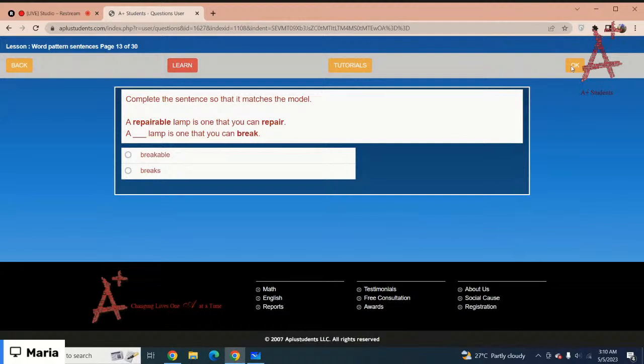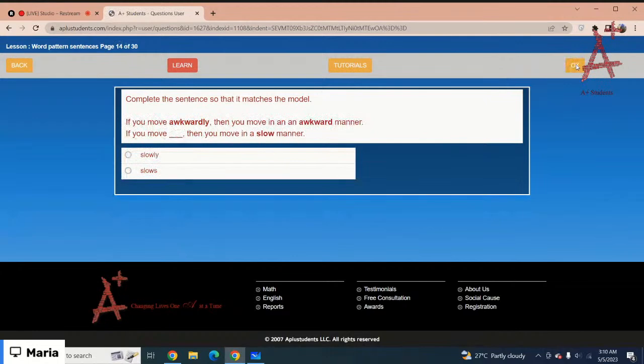A repairable lamp is the one that can repair. So a dash lamp is the one that you can break. So which is the correct option? It would be breakable. A breakable lamp is the one that you can break.